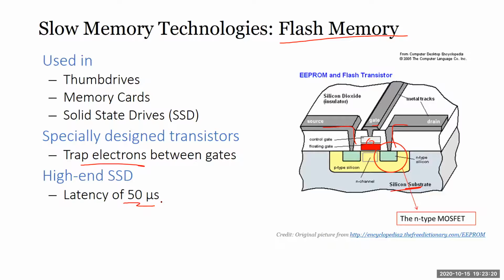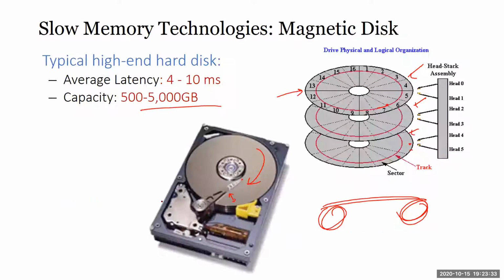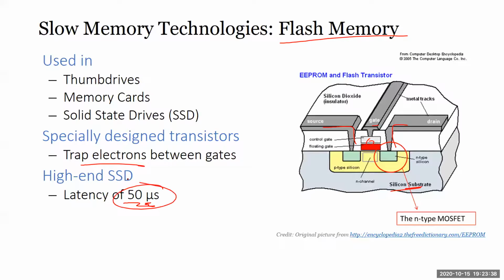The high-end SSD, latency is almost comparable to your SDRAM, 15 microseconds. Sorry, wrong. It's microseconds, not nanoseconds. So it is much faster than your hard disk. Hard disk latency is milliseconds. SSD is microseconds. SDRAM is nanoseconds. SRAM is single-digit nanoseconds. So SSD is much faster than the hard disk, but still not as fast as your SRAM.